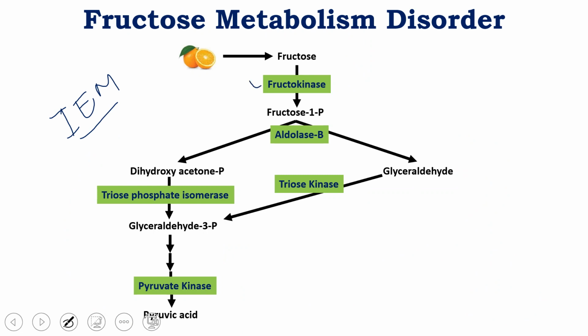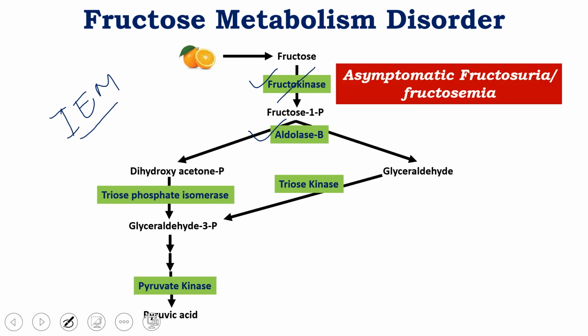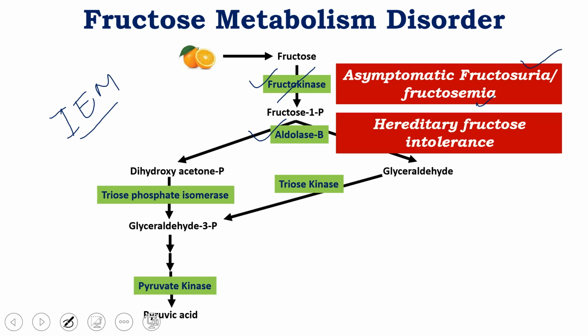One is fructokinase, second one is aldolase B. So if we are having any kind of genetic defect in fructokinase, it may lead to asymptomatic fructosuria or fructosemia. If fructose occurs at a high level in the blood circulation, that is called fructosemia. And if that fructose is coming into the urine, it is called fructosuria. Whereas if we are having any kind of genetic defect in aldolase B, it may lead to hereditary fructose intolerance.